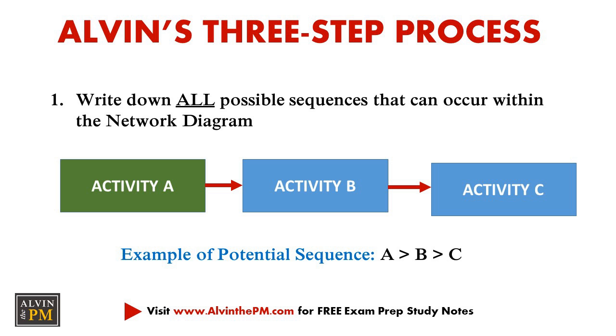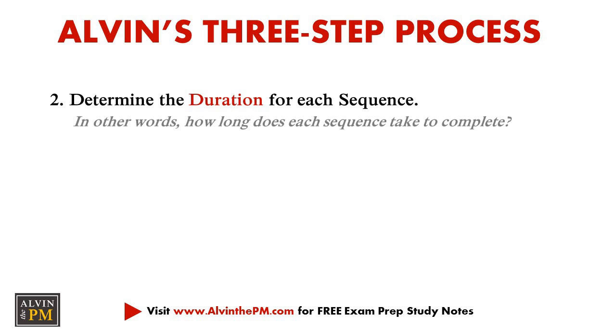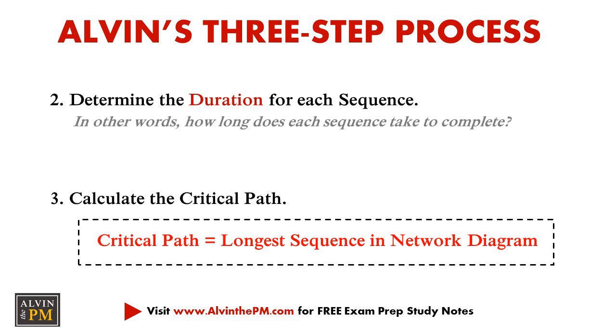Now let me share with you my simple 3-step process so you can answer these questions correctly on your CAPM and PMP exam. The first step I follow is that I write down all possible sequences that occur within the network diagram. Now this is the fun part, since you'll be tracing along the diagram and solving a puzzle. So for example, path 1 could be A, B, and C. The second step is to calculate how long each sequence takes. And once you know the duration for all sequences, then you can calculate the critical path. Sounds pretty straightforward and simple enough, right?